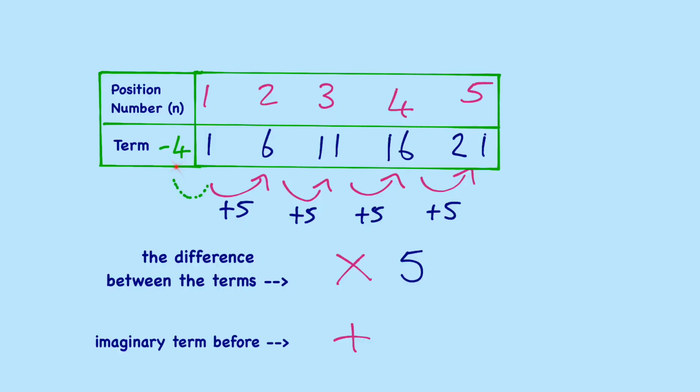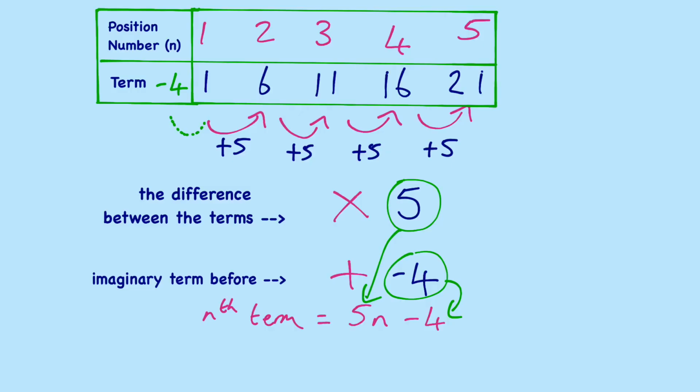So then I bring that minus 4 down and I'm going to add that negative 4 in the formula. So we have 5 multiplied by my n, and my minus 4 is brought down and added. Now don't forget, when you add a negative number it's just negative. So my nth term formula is 5n minus 4.